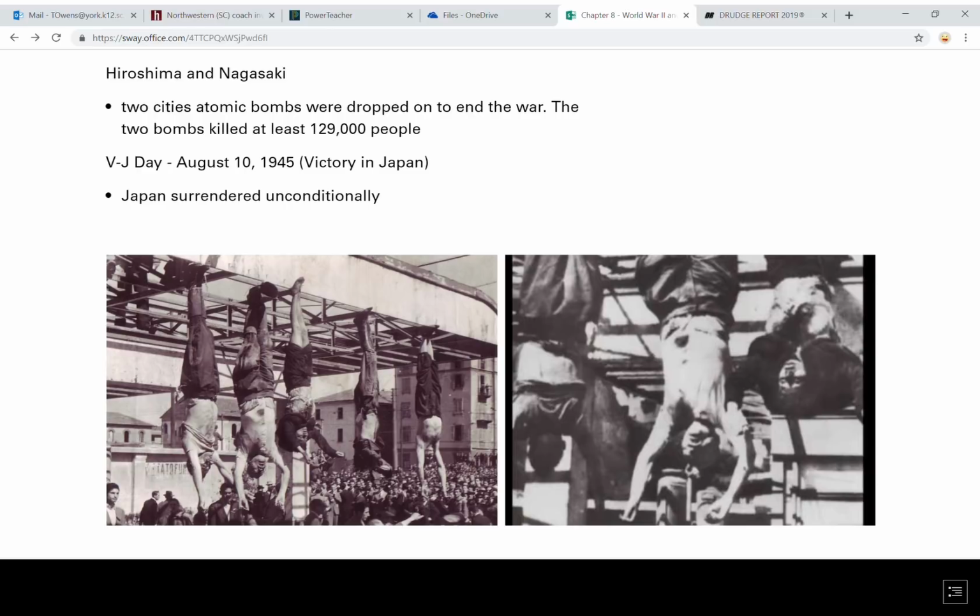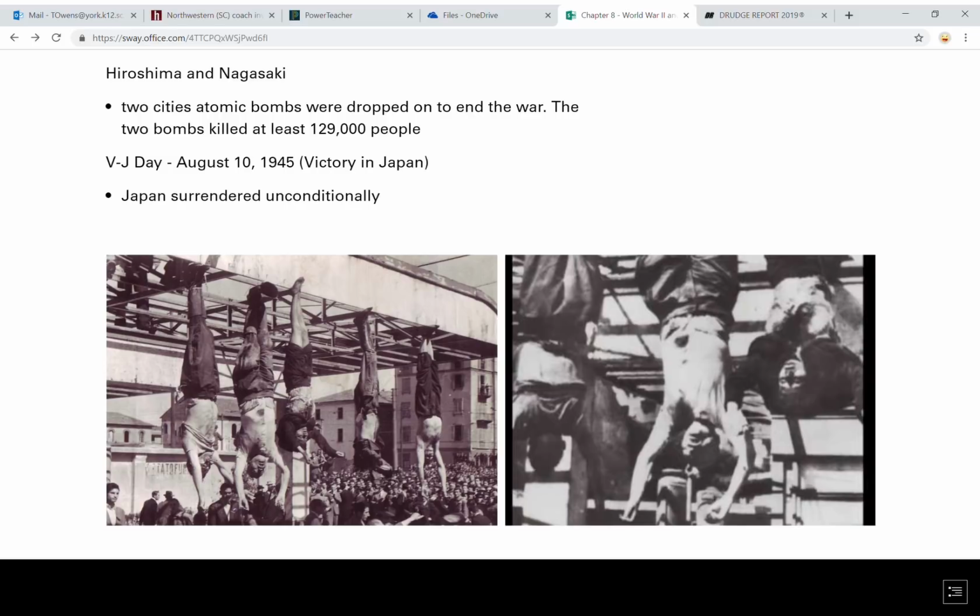Regardless, the next day the Japanese leaders decided that they would surrender. I've got here August 10th is VJ Day. Your book says, and other sources say, August 14th. Regardless, just know that VJ Day is Victory in Japan, and it comes after. I usually use August 10th as VJ Day, but the book that we'll use says August 14th. So either one of those will be fine.